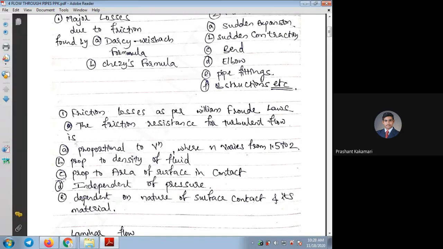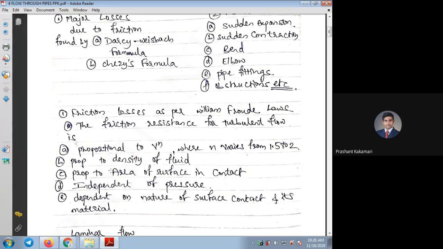And continuous cleaning of the inner side of the pipe should not be done, because the inner surface area will be increasing, and because of the continuous cleaning, the inner surface of the pipe may also become rough, so the friction losses will be high. So that is one of the considerations.